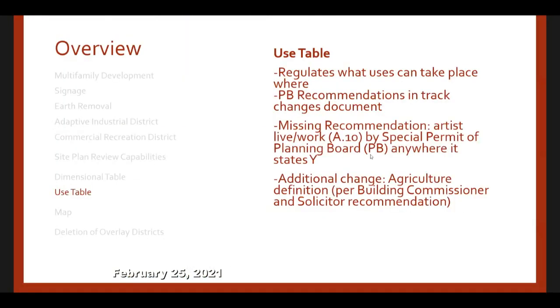Next up, we have the use table, which regulates what uses can take place where. The planning board recommendations are in the track changes document. One missing recommendation by the planning board: they had recommended everything in artist live work, A10, is by special permit of the planning board. Anywhere it would be allowed, it would be allowed by planning board, not by right. And then an additional change we can discuss is an agriculture definition per building commissioner and city solicitor recommendation.